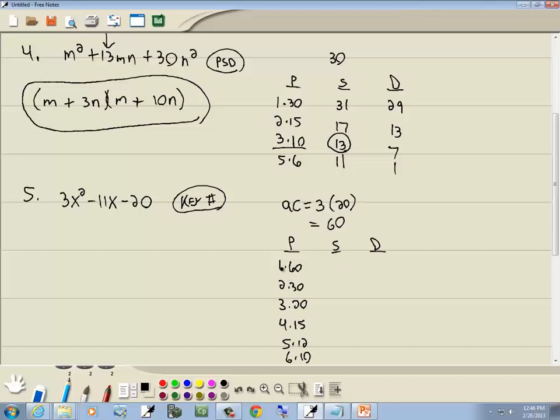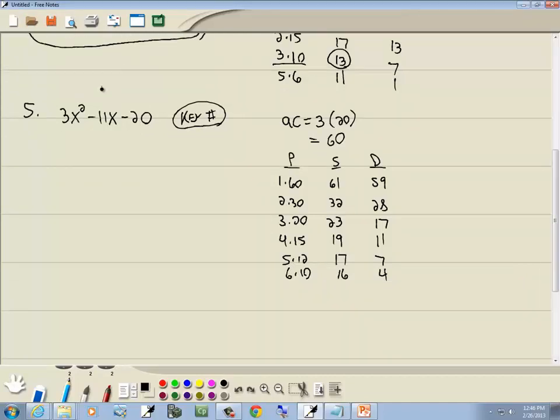S column, we add these together. 1 plus 60 is 61. 2 plus 30 is 32. 3 plus 20 is 23. 4 plus 15 is 19. 5 plus 12 is 17. 6 plus 10 is 16. Difference column, we subtract them. 60 minus 1 is 59. 30 minus 2 is 28. 20 minus 3 is 17. 15 minus 4 is 11. 12 minus 5 is 7. 10 minus 6 is 4.